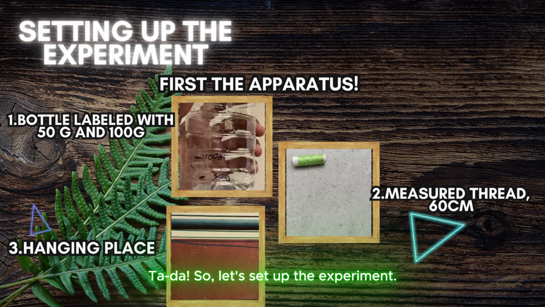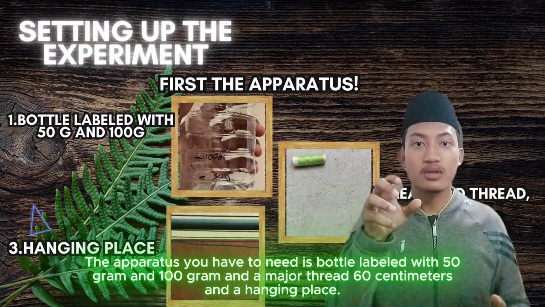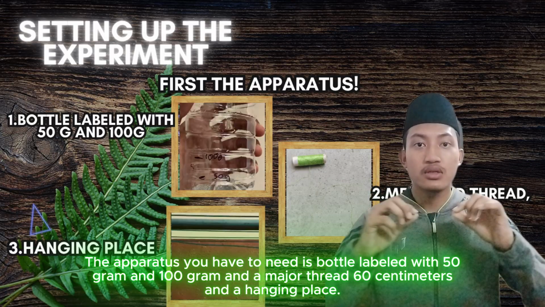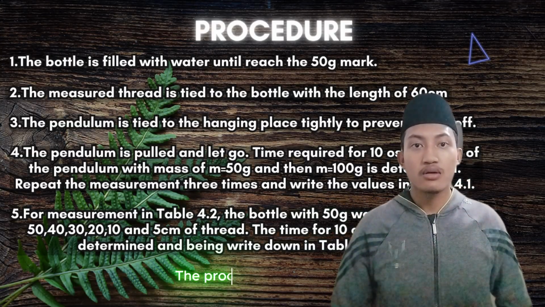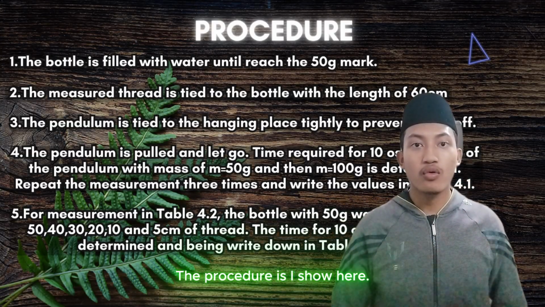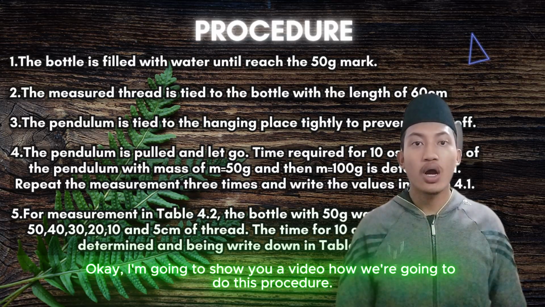So let's set up the experiment. The apparatus you need is a bottle labeled 50 gram and 100 gram, a measured thread of 16 centimeters, and a hanging place. Okay, let's go to the procedure. The procedure is as shown here. We have 5 steps. I'm going to show you a video of how we do this procedure.